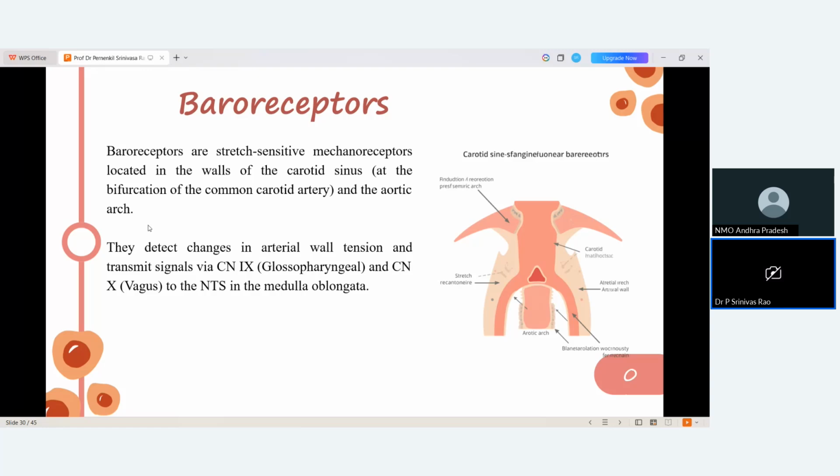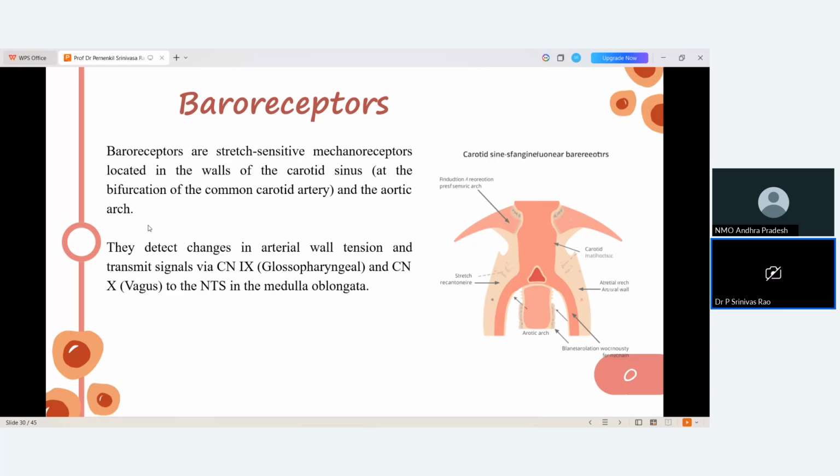They are located in the walls of the carotid sinus. Where is the carotid sinus? At the bifurcation of the common carotid artery, and in the aortic arch. One of the common mistakes you make is confusing the sinus and the carotid body. Carotid sinus and aortic arch: in the carotid sinus, the blood is there, and this sinus has the mechanoreceptors. So it is sensitive to stretch.